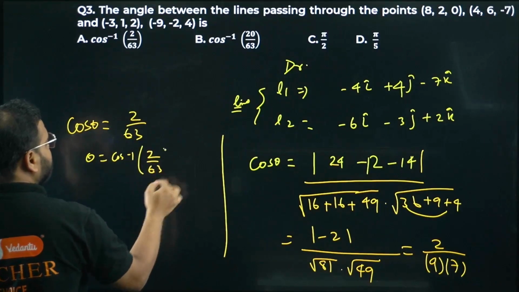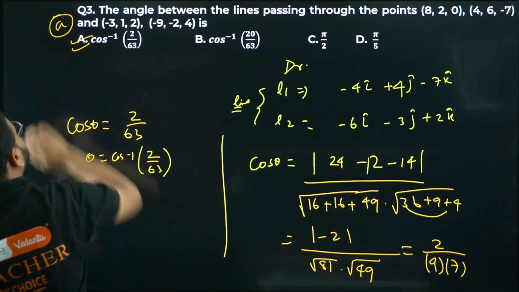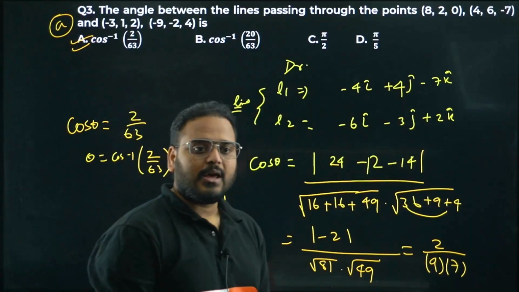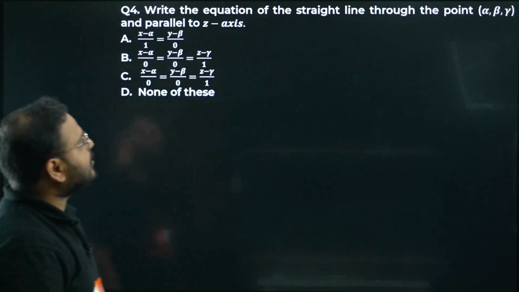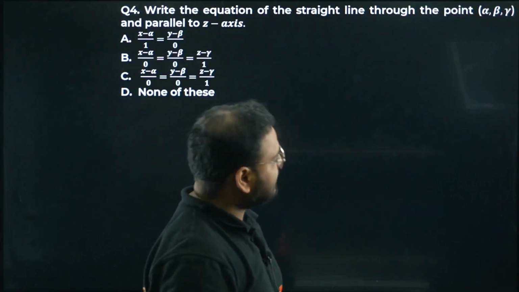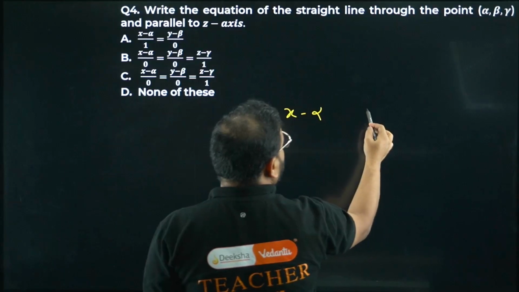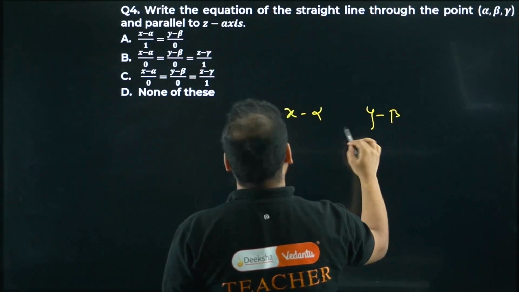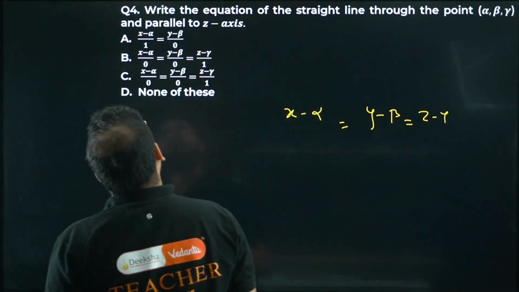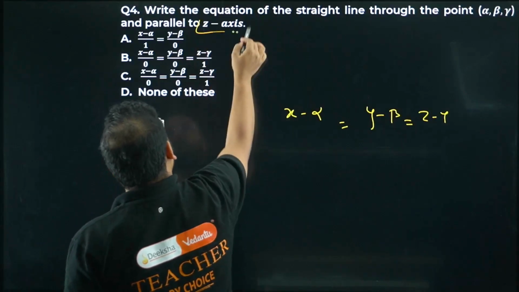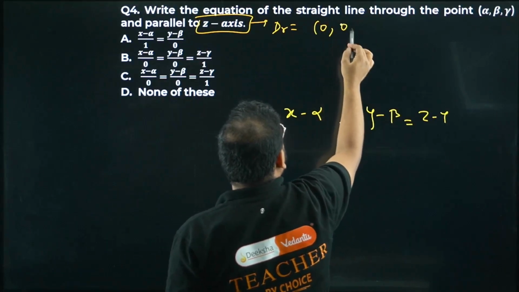Please check. The suitable option is A. Option A is correct. Question number 3 is done. Move on now. Write the equation of the straight line through the given point. So this is x minus alpha, y minus beta, and z minus gamma. Parallel to the z axis. Parallel to the z axis means what? You can write the DRs for this. It will become 0, 0 and 1.